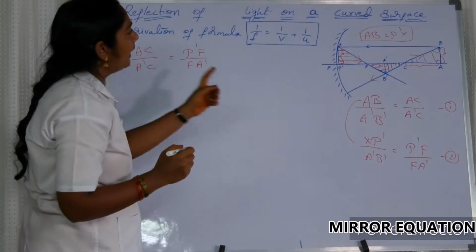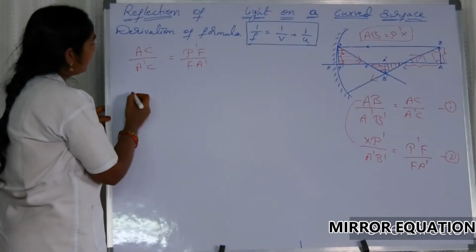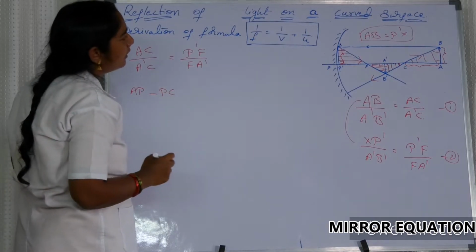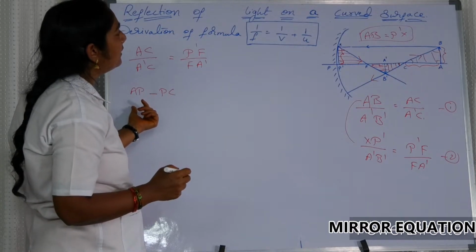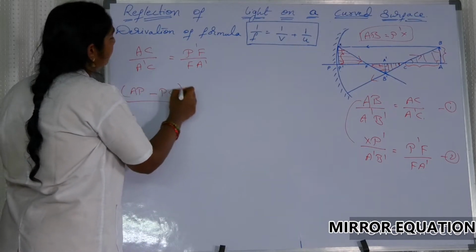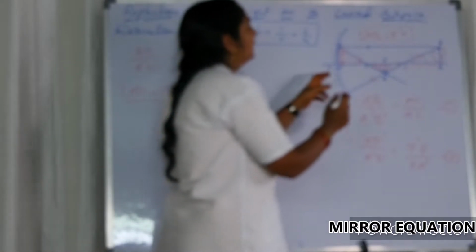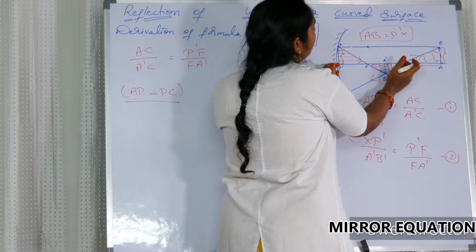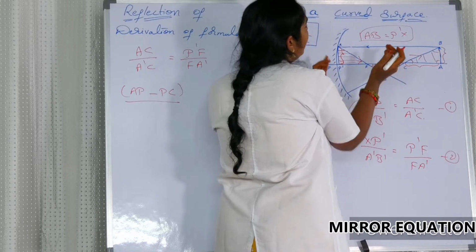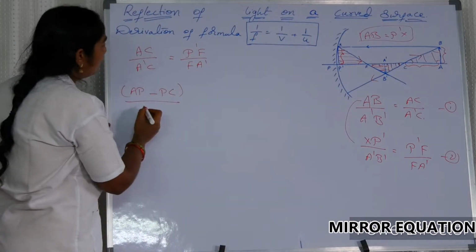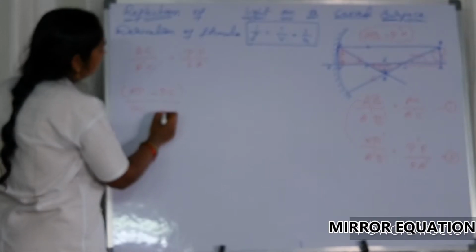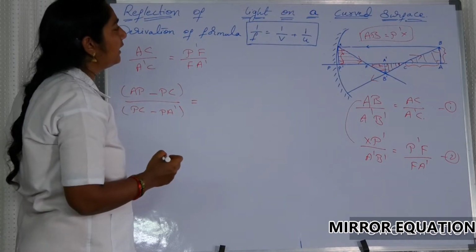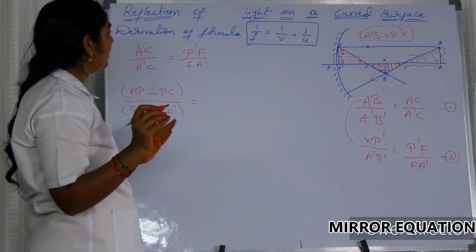So AB is nothing but, see, AB minus PC. AC is nothing but AB minus PC divided by A'C. See, this is A'C. You are going to get this when you subtract PC minus PA'. That means PC minus PA' gives A'C. Just observe the diagram, no need of by-hearting, just observe the diagram, that's all.